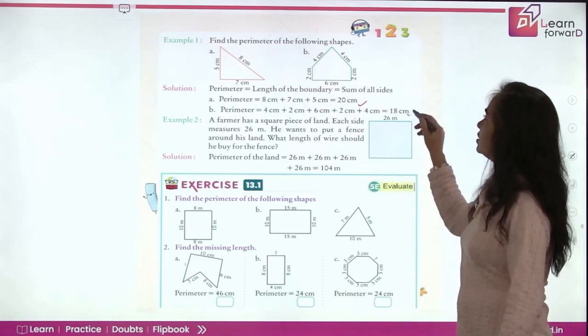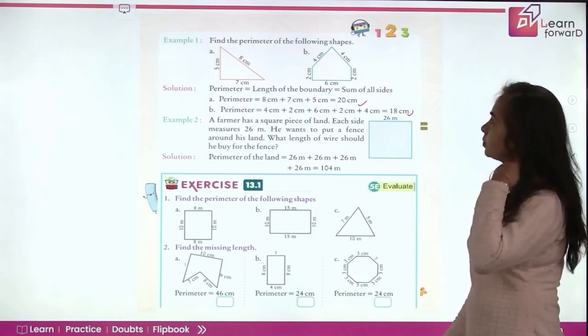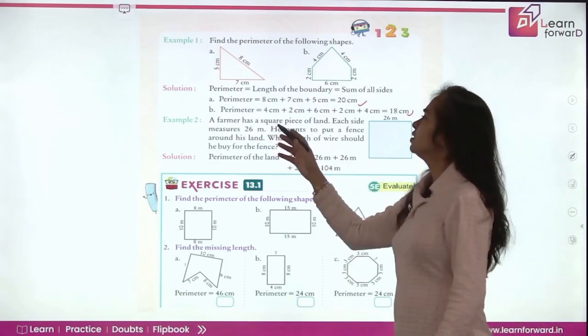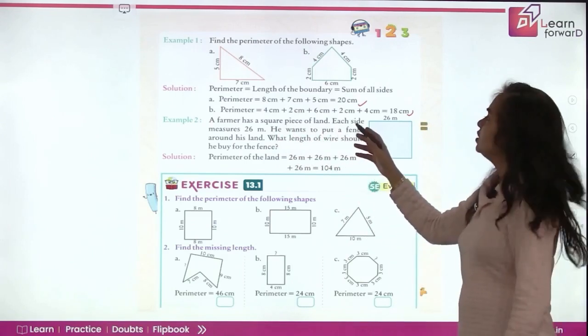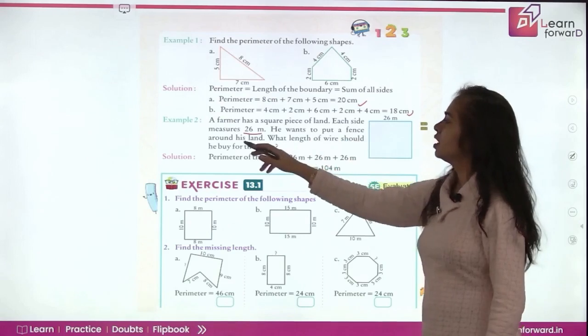So 18 centimeters is the perimeter of this pentagon. So simple, isn't it? Now, a farmer has a square piece of land. Each side measures 26 meters. He wants to put a fence around his land.